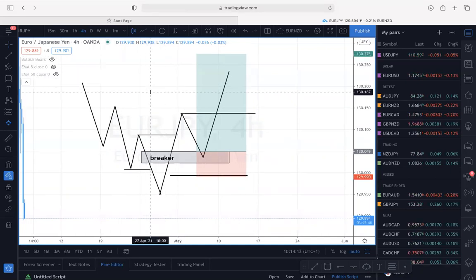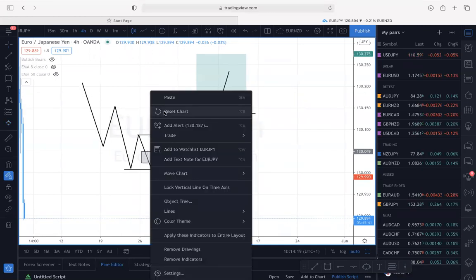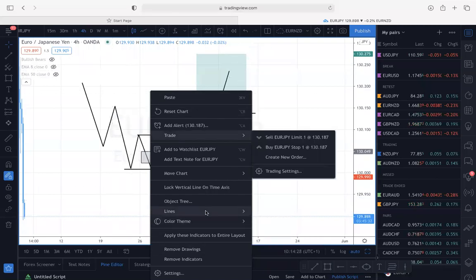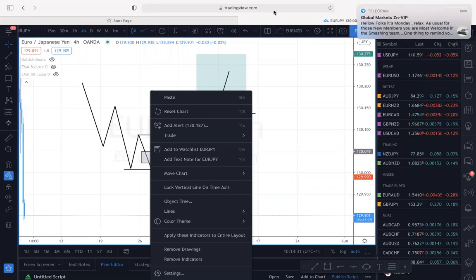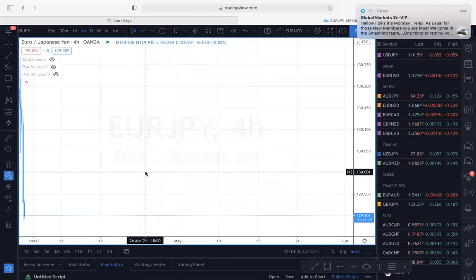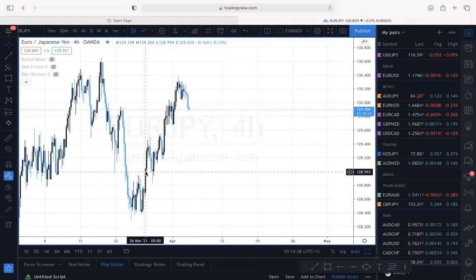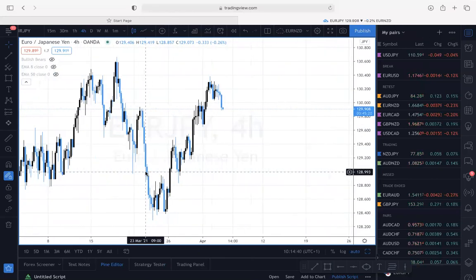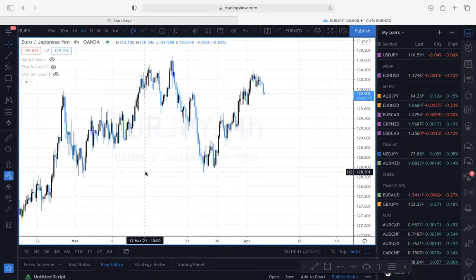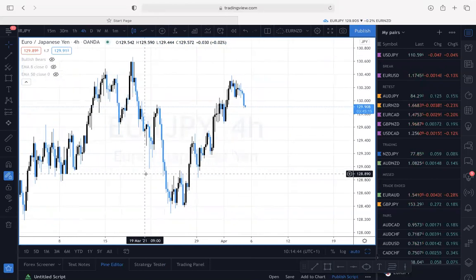I think I can go on the chat and try to find some examples of breakers, how to enter the breaker, enter trades. Let's try and find an example.